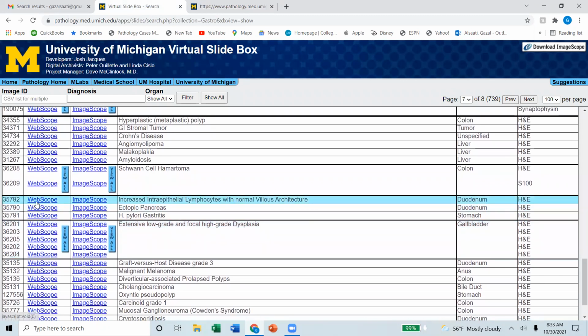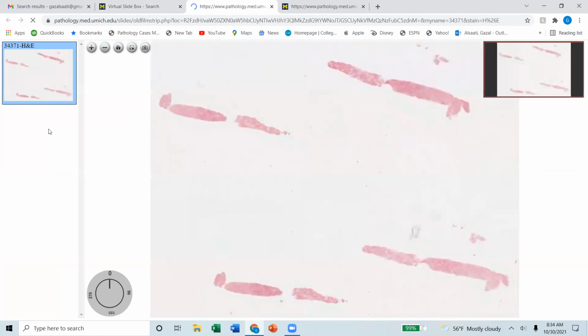Duodenum, ectopic pancreas. No, where am I? Here, GI stromal tumor.